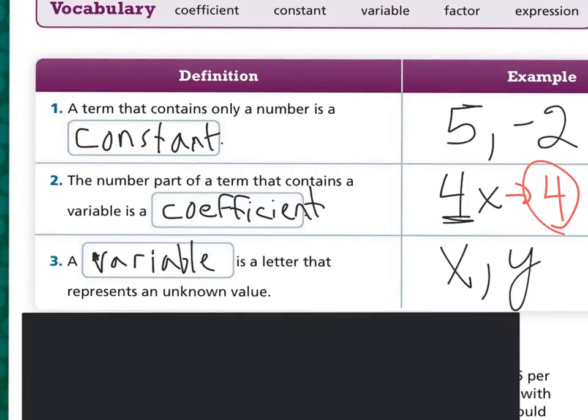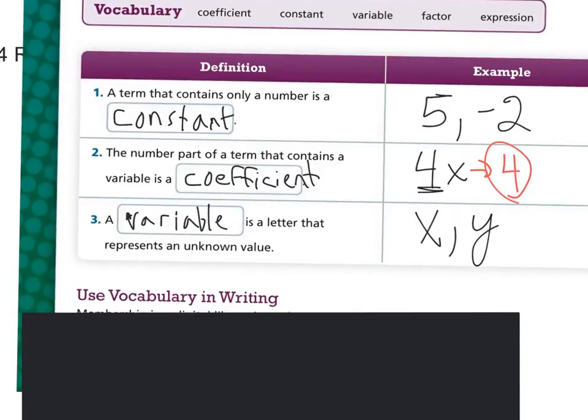And then, variable is a letter that represents an unknown value. So examples of variables, x and y are two common ones.